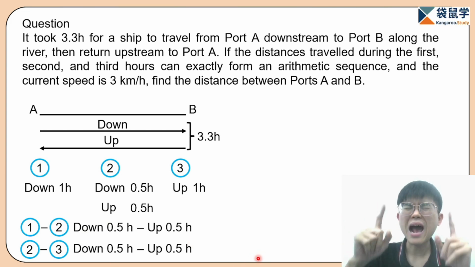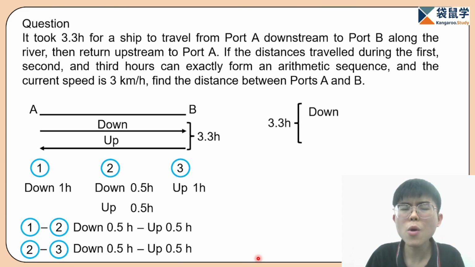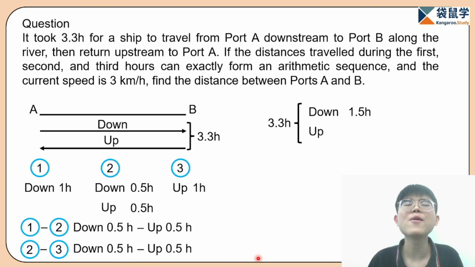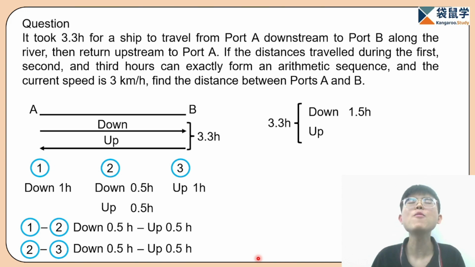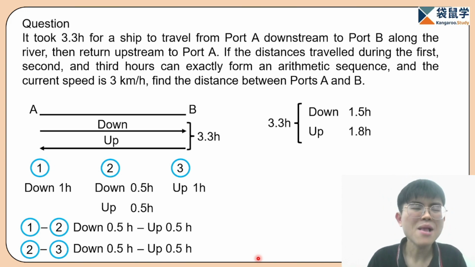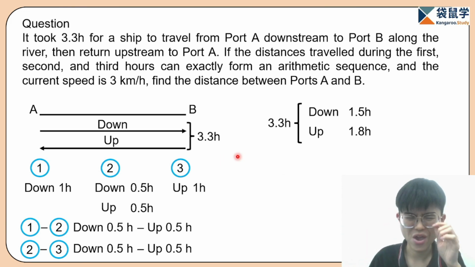So we have to find our time now. So now we know that the total time is 3.3 hours. So what will be the time going down? It will just be 1.5 hours. How about the time going up? What is the total? It will be 1.8 hours. Because the total time is 3.3 hours. So the remaining time other than the first 3 hours will all be going up, everyone.